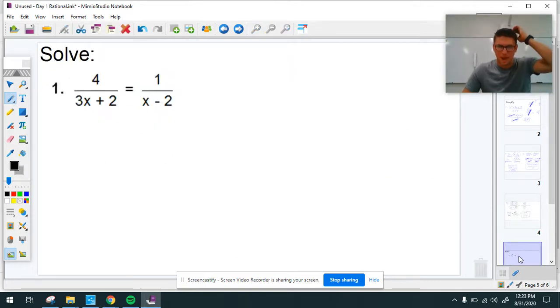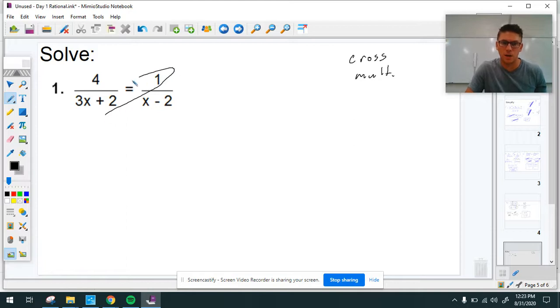Final two questions of the day. We're going to look at solving. Now, there's a couple ways to solve. One way to solve is to cross multiply. That's what I would do in this scenario. This one is perfectly set up for cross multiplication. I see a single fraction equals a single fraction. So let's multiply across and set that equal to each other.